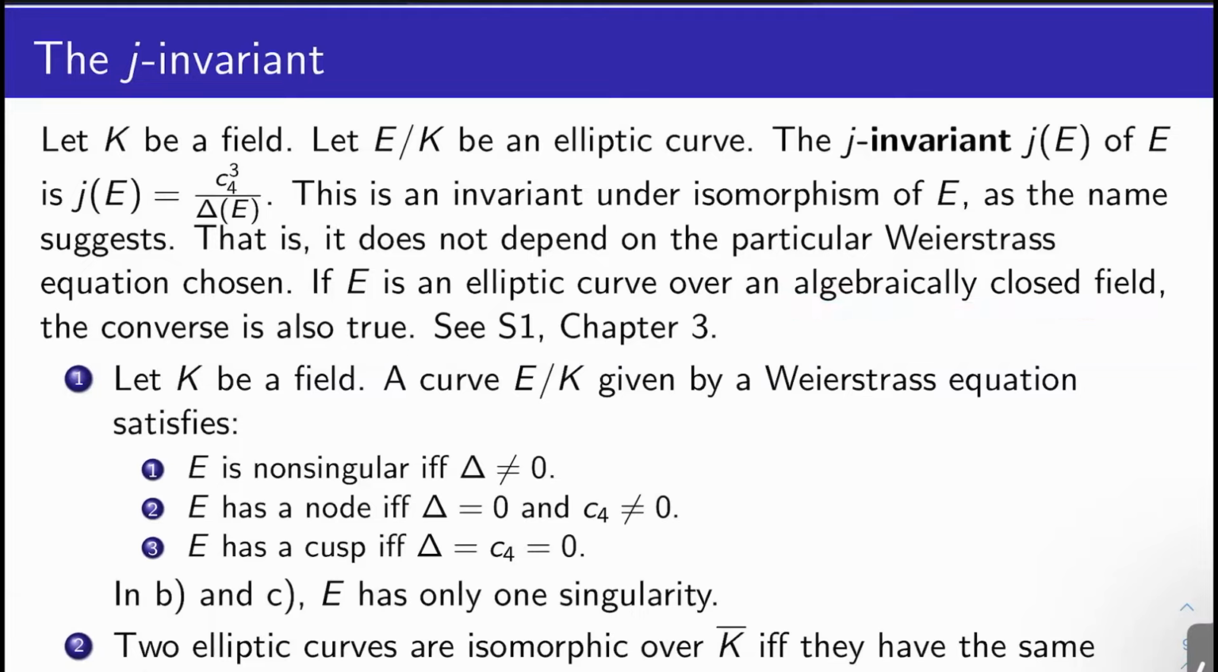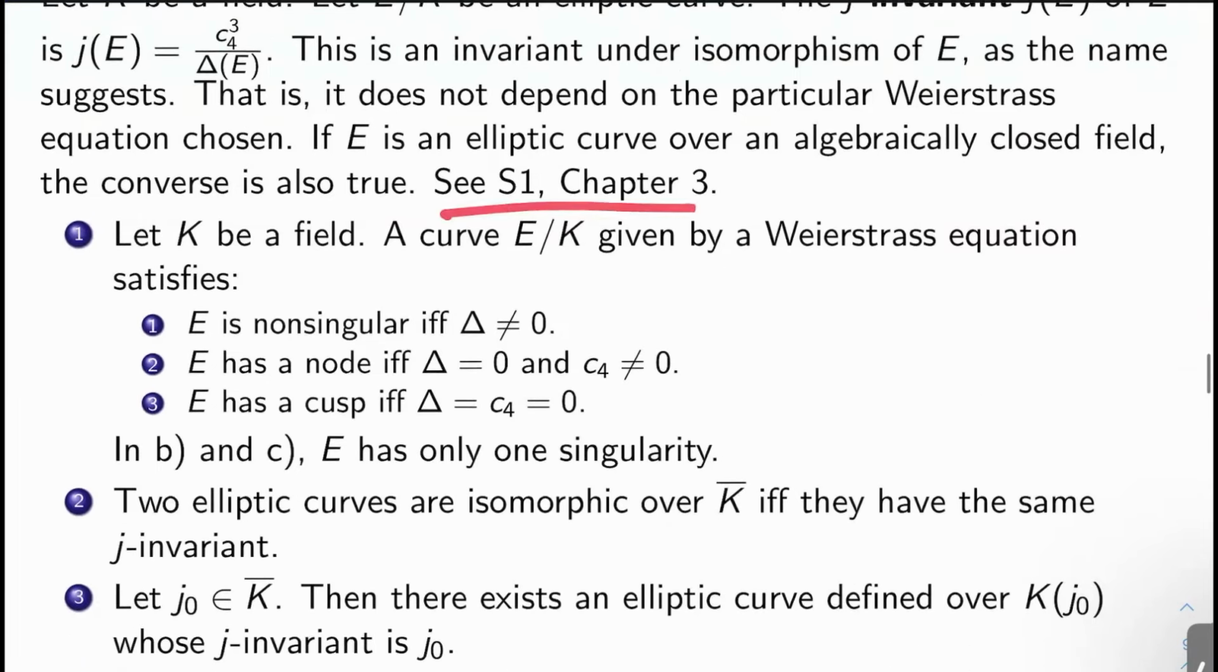Okay, so not only is the J invariant invariant under isomorphism in that case, in the sense that two different models have the same J invariant, but it's also true that two different curves with the same J invariant are isomorphic. So you can see Silverman 1, chapter 3 about this.